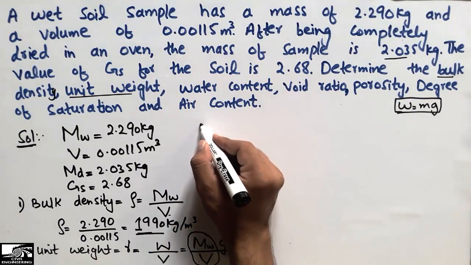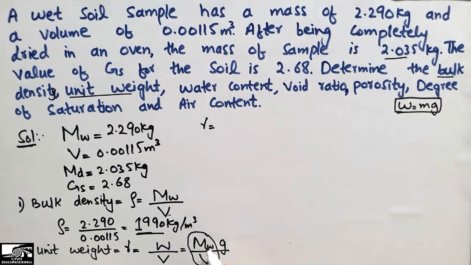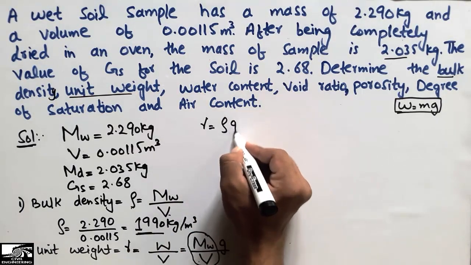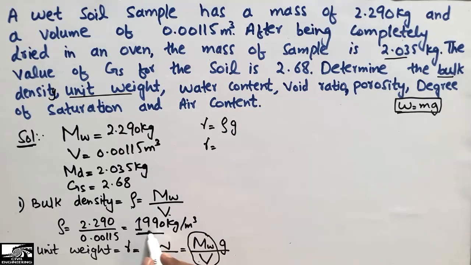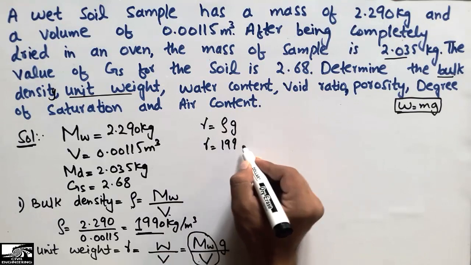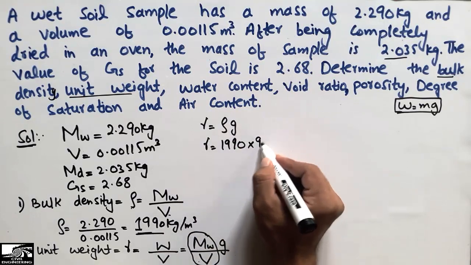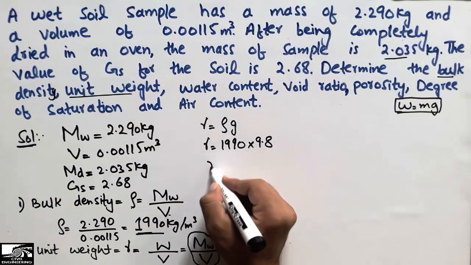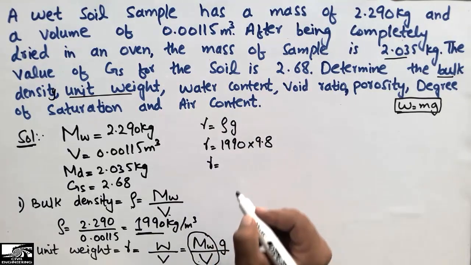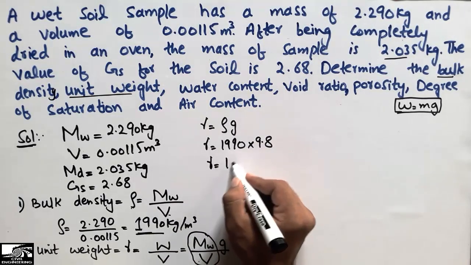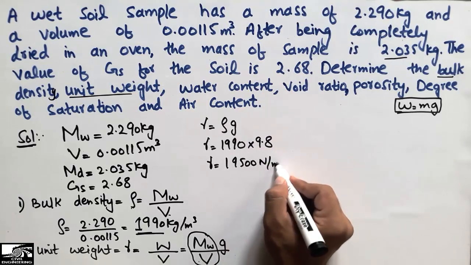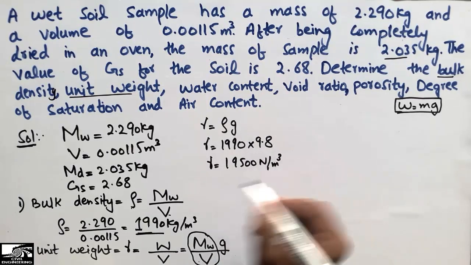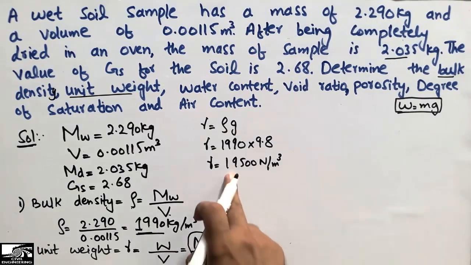The unit weight will come out as the mass per unit volume, rho, times g. I will write it again here. The rho we found is 1990, times g, which is 9.8 meter per second squared. So the gamma value, the unit weight of this soil sample, comes out to be 19500 Newton per cubic meter. So this was the method for finding the unit weight.